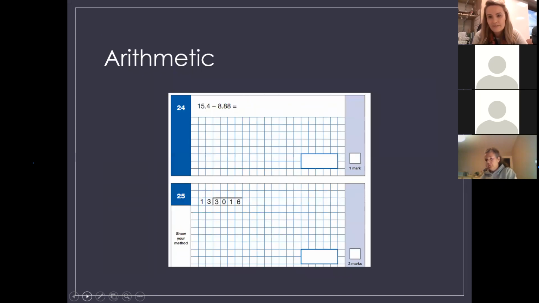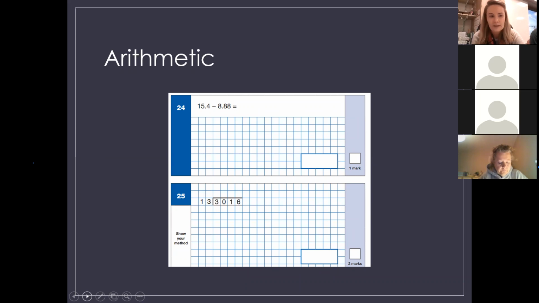Here we go. This is what the arithmetic paper looks like. So I think we'll try this with some of the children as they're asking for it in the next couple of weeks, but straightforward calculations that they're expected to do. And all of these methods we've taught and revisited this year.